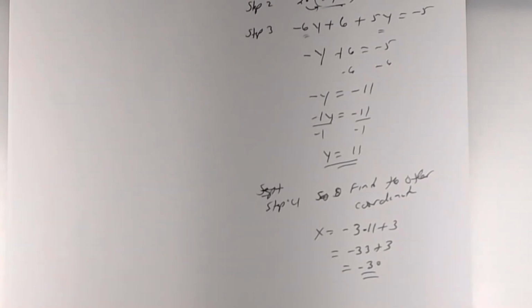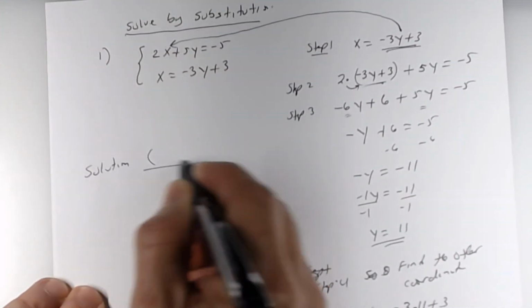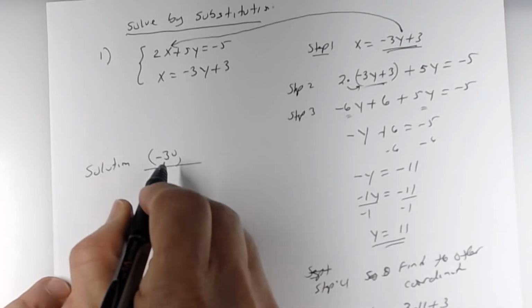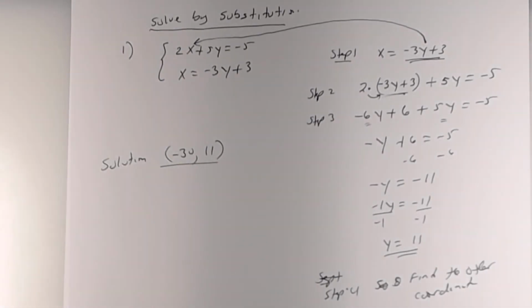So what is the solution? What are you going to put in the blank? Negative 30. So you can say negative 30 is your x coordinate. What's the y value? 11. All right, so that's your solution. And you can check it. Go back to the original.